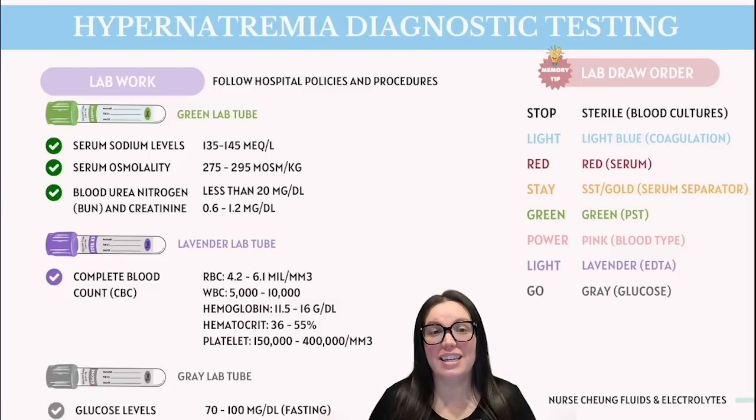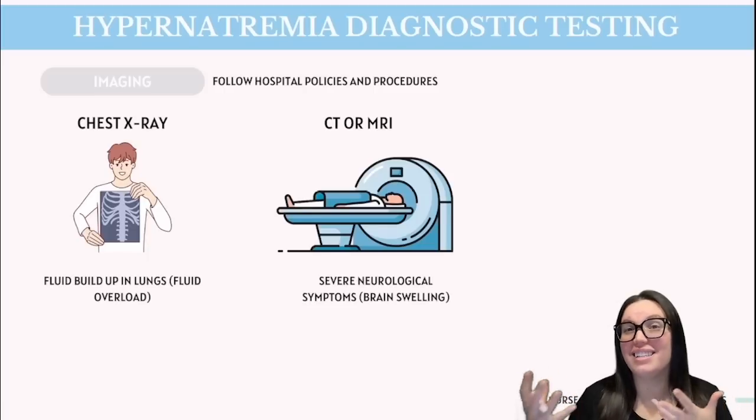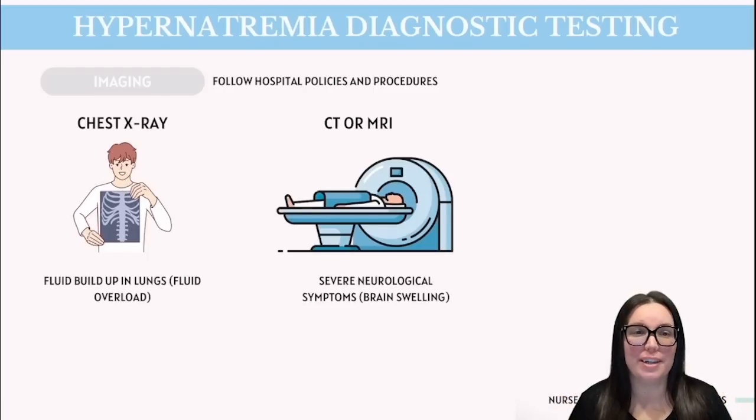High glucose levels can actually lead to water loss through our urine, so that will ultimately make our hyponatremia worse. When we're looking for normal levels with glucose, we're usually looking between 70 to 100 if the patient has been fasting. So what potential diagnostic testing could we see with hypernatremia?